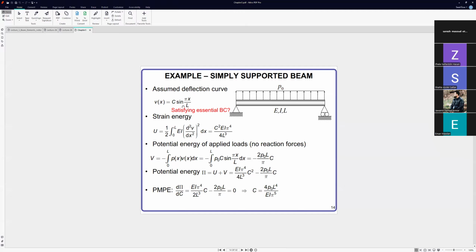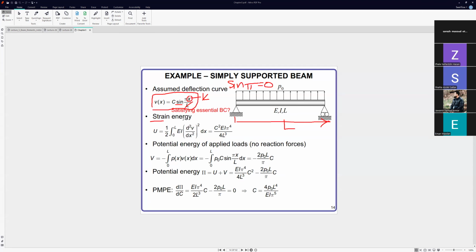If x is equal to 0, what's sine 0? Sine 0 is equal to 0, right? So this means the deflection here is 0. If we have L, the distance between the first support and the next support, and we put x equal to L, then L over L cancel each other. So sine pi, what's sine pi? Sine pi also is equal to 0. So this means that this function satisfies the boundary conditions.